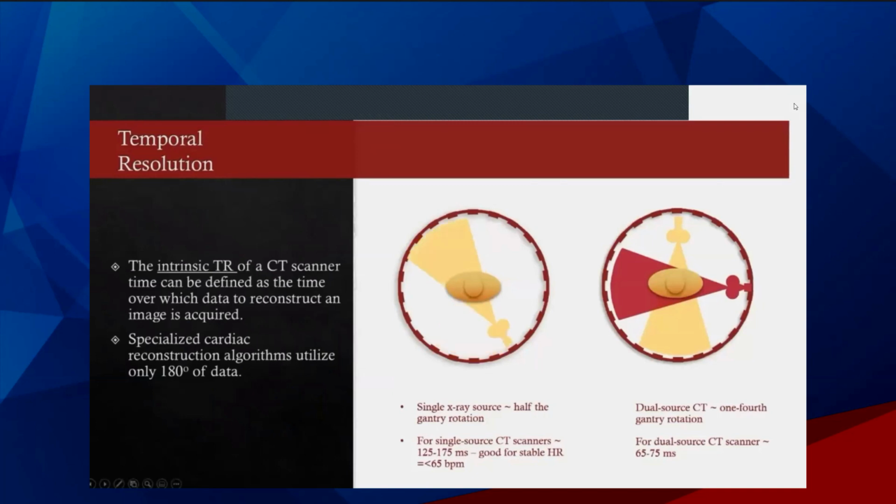If you have a gantry rotation speed of 250 milliseconds per rotation, then your temporal resolution should be approximately 125 milliseconds. With a dual source CT scanner, because you have two X-ray beams, two X-ray tubes perpendicularly oriented with the respective detectors, you only need 25% gantry rotation to obtain the 180 degrees of data and be able to reconstruct your image.